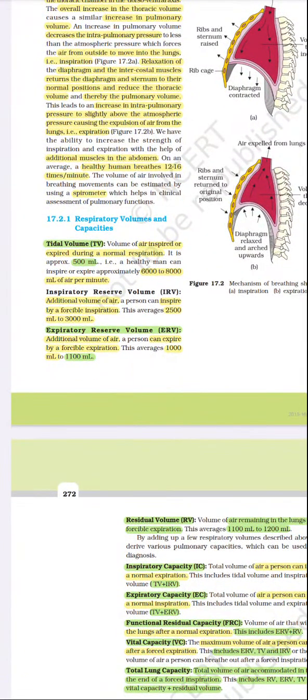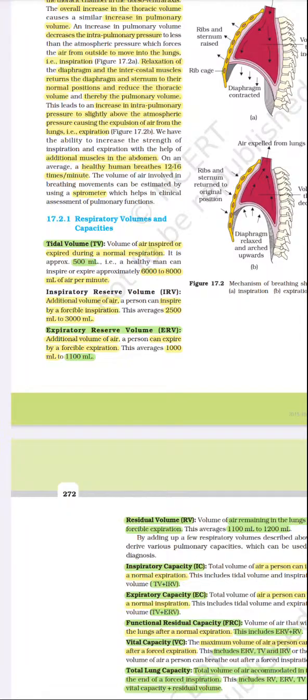Respiratory volume and capacity. Tidal volume. The volume of air inspired or expired during a normal respiration is called tidal volume. It is approximately 500 milliliters. A healthy man can inspire or expire approximately 6,000 to 8,000 milliliters of air per minute.